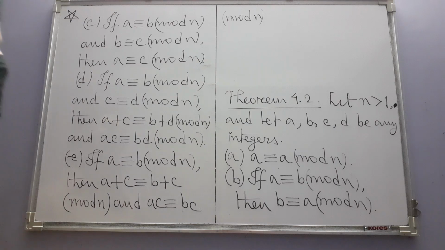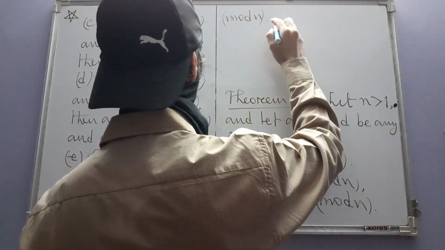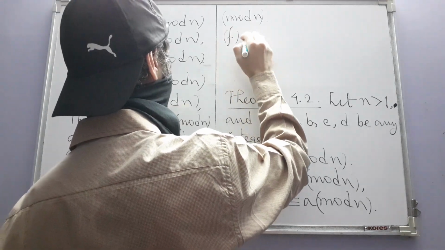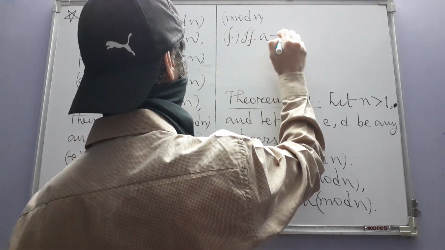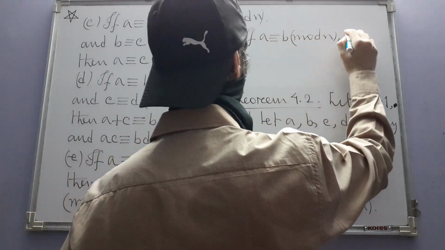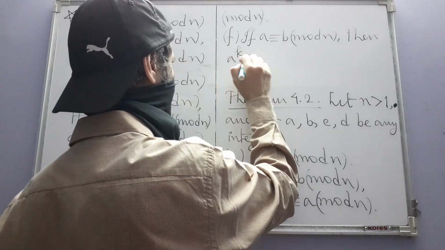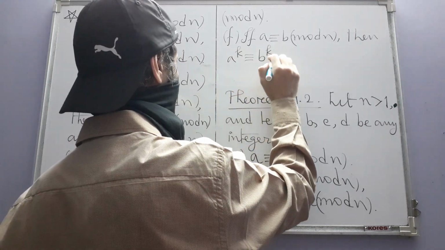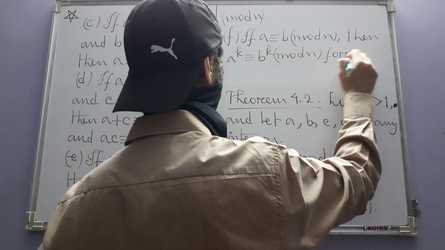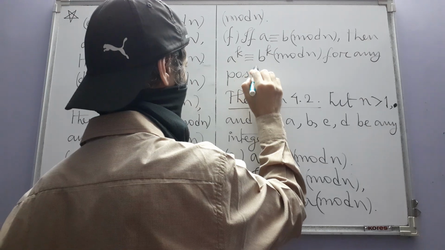And lastly, this one is in fact the one which is the most powerful according to me. If A is congruent to B mod n, then A to the power k is congruent to B to the power k mod n for any positive integer k.